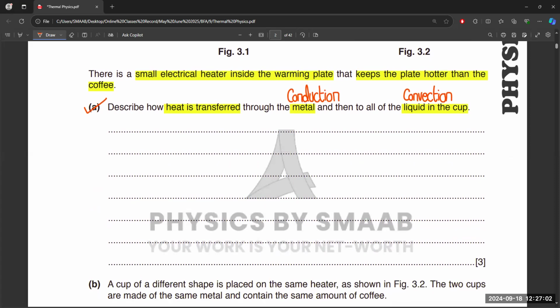So, sir, in this question, we will be telling how heat is transferred from the warm metal plate to the cup, and then how the heat from the cup is transferred to the liquid through convection. So in short, we will be telling about the process of conduction and convection. Yes. Okay.